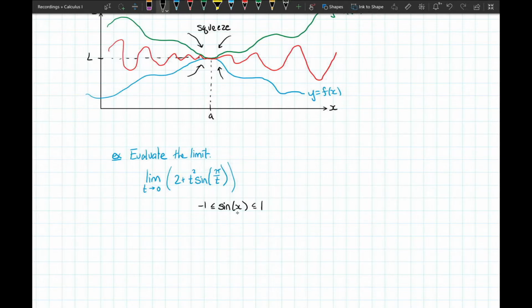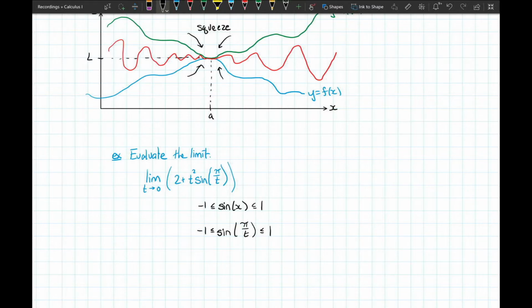Now, one thing we can do right off the bat is, since x can be any value in the sine function, and this inequality is still true, we can decide to replace x with pi over t to match the trigonometric function as it is written in our example. And we still have the same inequality just because of the range of the sine function.